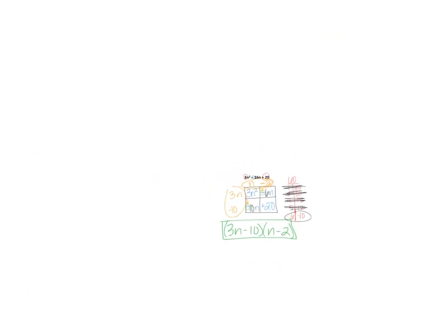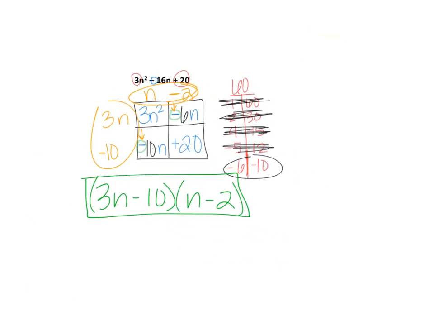Okay. And I think I have a few more. Right, 2x squared minus 3x minus 5.